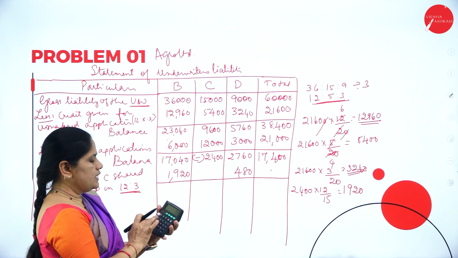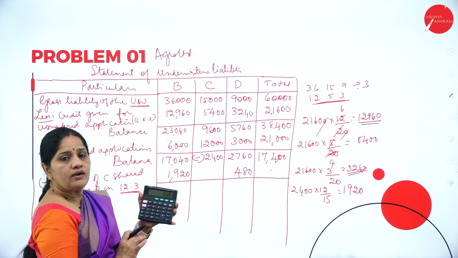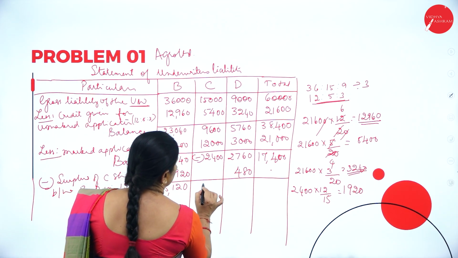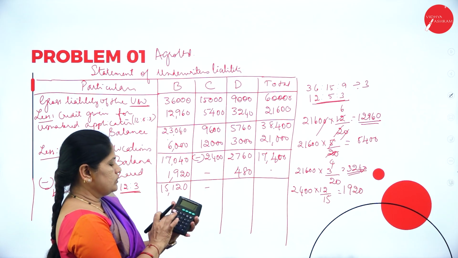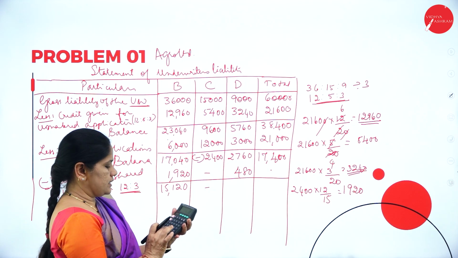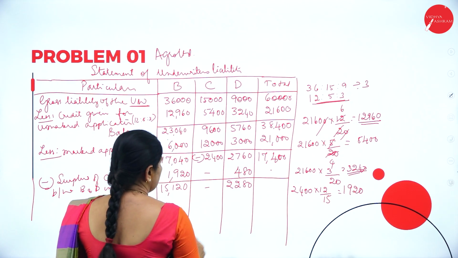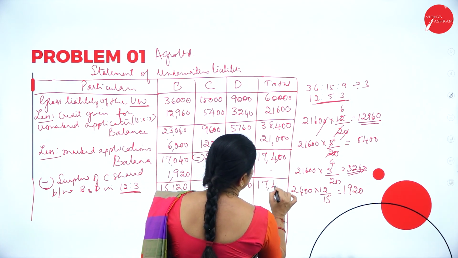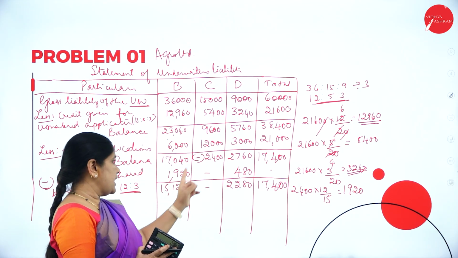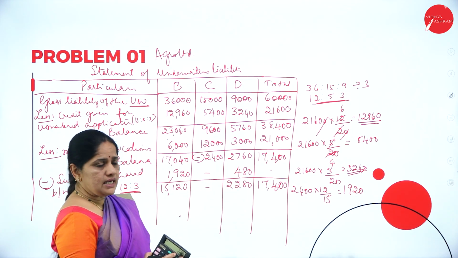When I deduct this, it will come up to 17,040 minus 1,920, which is 15,120. Here it is nil. And then 2,760 minus 480 is 2,280. The 17,400 remains the same because we are just sharing this surplus among these two people. So this remains the same.